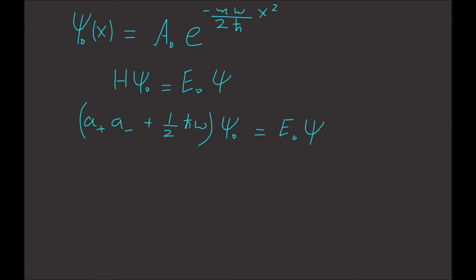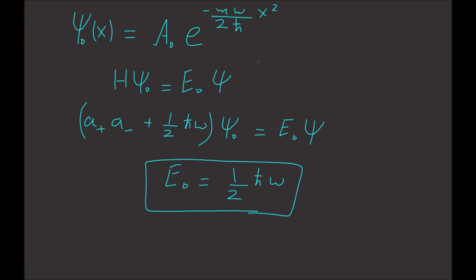Moving forward we get E naught equal 1/2 h bar omega. So this is the initial energy for this initial wave function for the Schrödinger equation for the harmonic oscillator. But that doesn't solve all the wave functions. This is just the initial wave function.